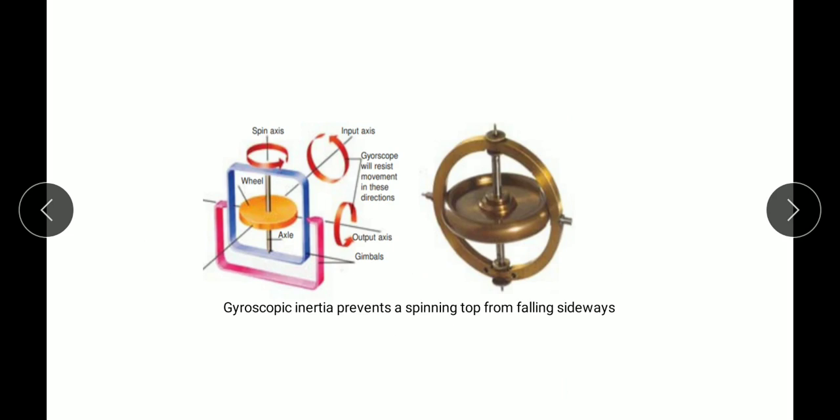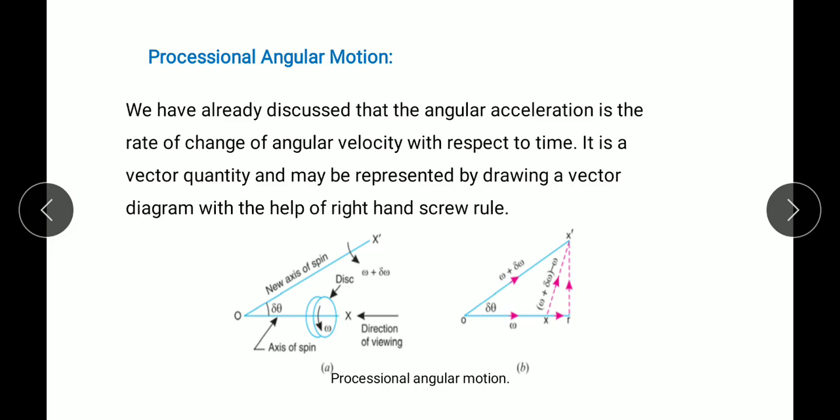Next, gyroscopic inertia prevents the spinning top from falling sideways. Generally, in gyroscopic couple the disc is spinning, and spinning is nothing but rotating. Next, precessional angular motion. Here we have one derivation also. First, what is meant by precessional angular motion? Next, we will see the different terms used in this derivation.